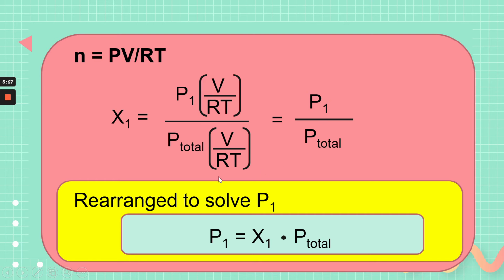So when we rearrange it, for the partial pressure of component 1, we will get P1 is equal to the mole fraction of component 1 times P total. This equation says that the partial pressure exerted by each component in a gas mixture is equal to the mole fraction of that component times the total pressure.